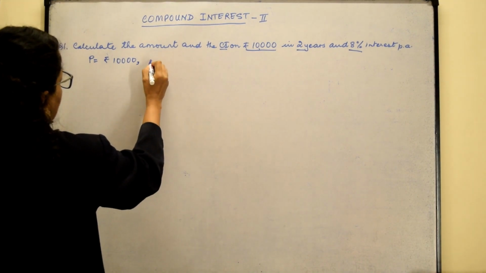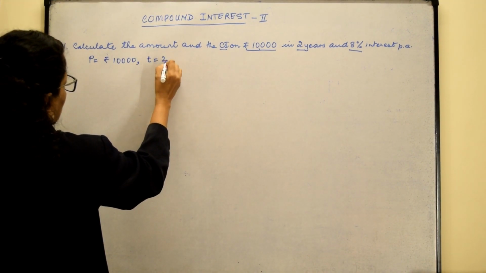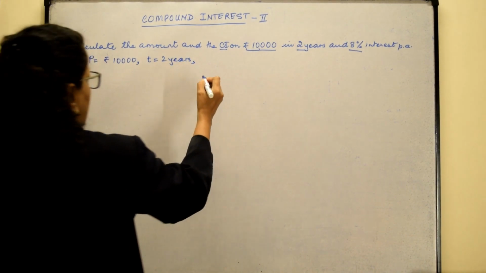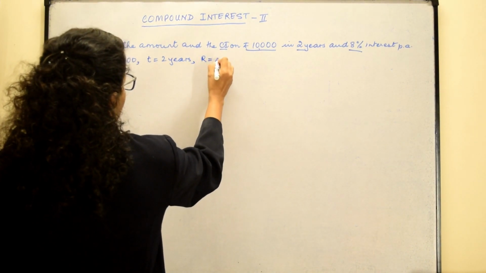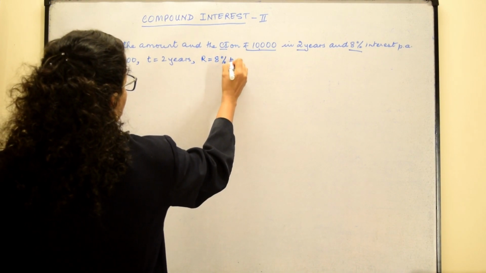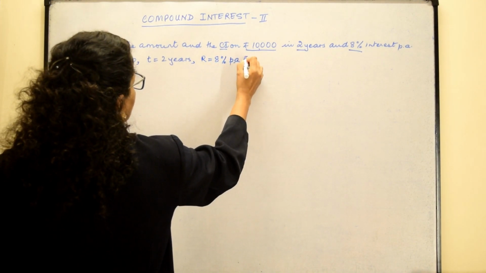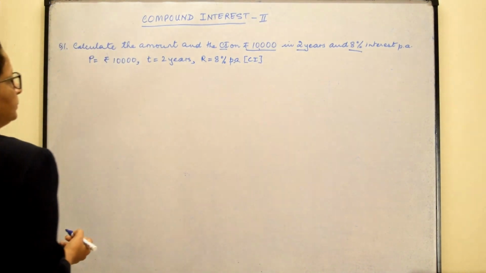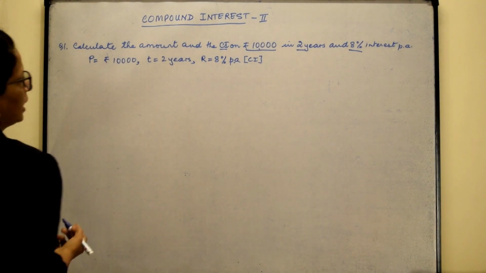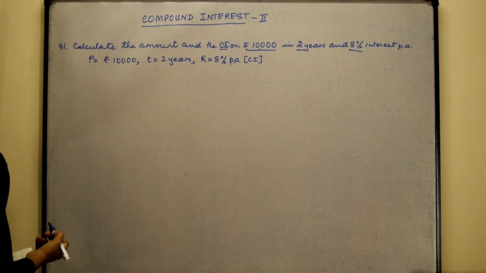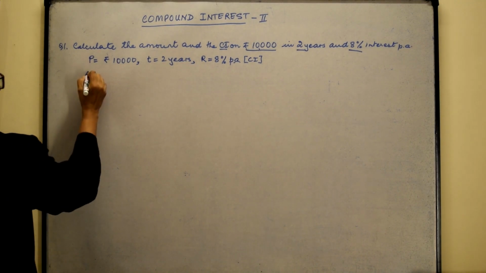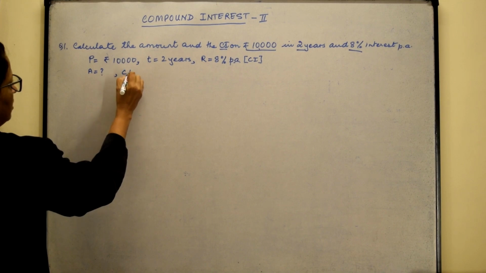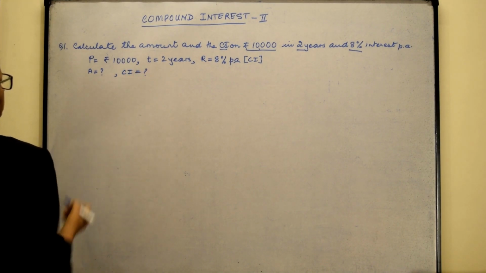2 years is the time. So time equal to 2 years. 8% is the rate. So rate is 8% per annum, and that is the rate of CI. Now if they do not mention that it is half yearly, you have to take it as yearly. You are being asked to find the amount and also find the compound interest.